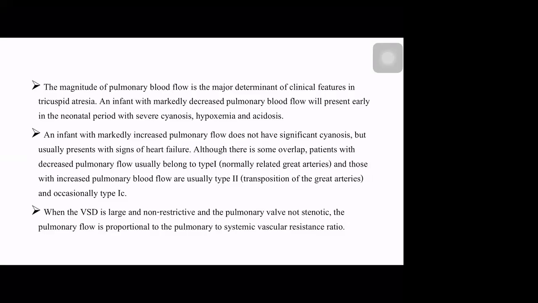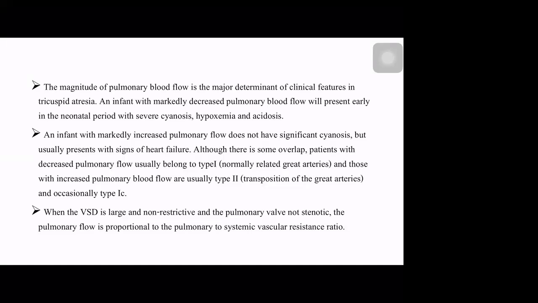The magnitude of pulmonary blood flow is the major determinant of clinical features in tricuspid atresia. As you know, there could be pulmonary atresia, there could be pulmonary stenosis, or no interruption of pulmonary blood flow. According to these three types of pulmonary blood flow, there will be development of clinical features. How? See, an infant with markedly decreased pulmonary blood flow because of pulmonary atresia will present earlier in the neonatal period with severe cyanosis, hypoxemia, and acidosis.